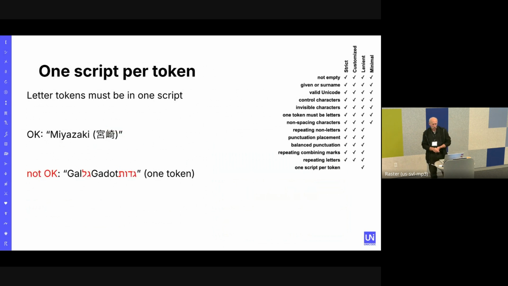And then, when you have multiple scripts, to make it so you only have one: after you've tokenized it into letter tokens and non-letter tokens, each token has to be in only one script at a time. So the example with Hayao Miyazaki, that's okay. And this one below, I took Gal Gadot and put her name in both Latin and Hebrew at the same time. But the way that gets tokenized, that's considered a single token with multiple scripts in it. So that would not be allowed. If the names were separated out so that they make separate tokens, that would be allowed in the lenient validation.